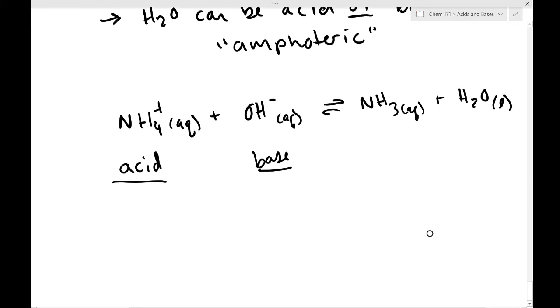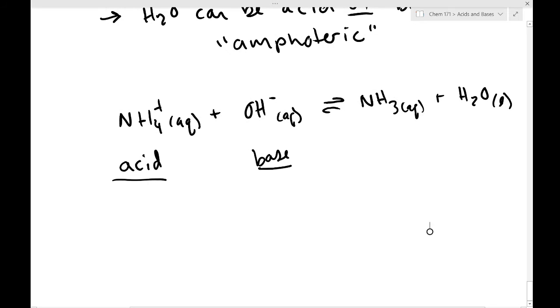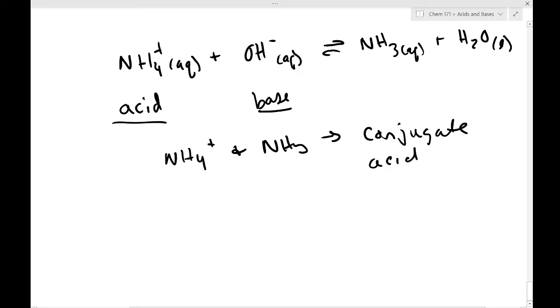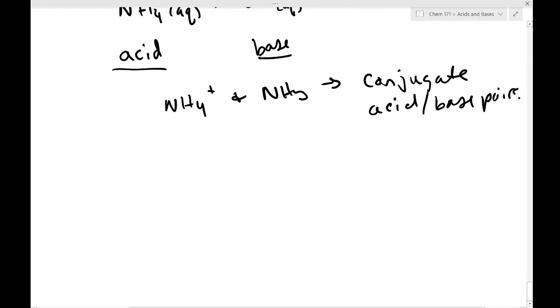Okay. So NH4+ and NH3 are what's called conjugate acid-base pairs. Okay, and you can actually mark this out in any of the reactions.